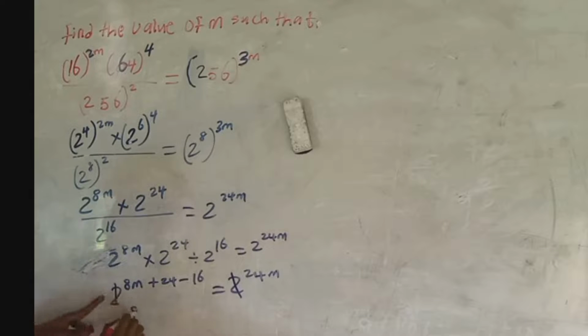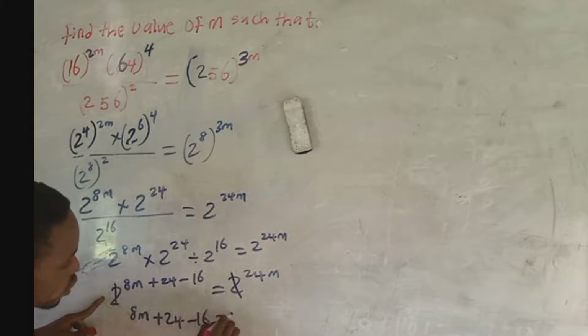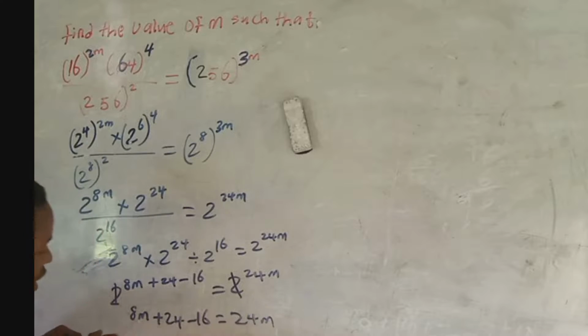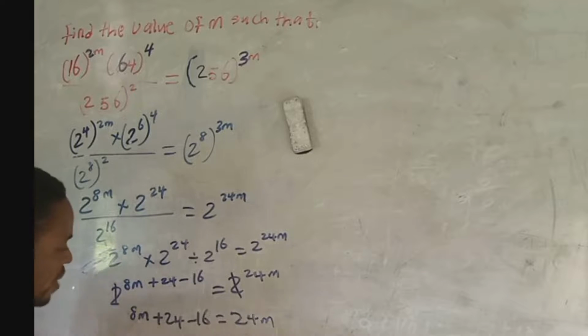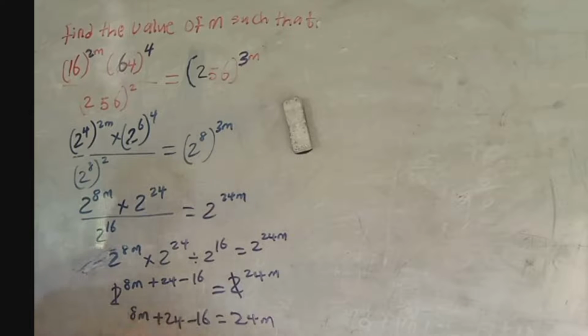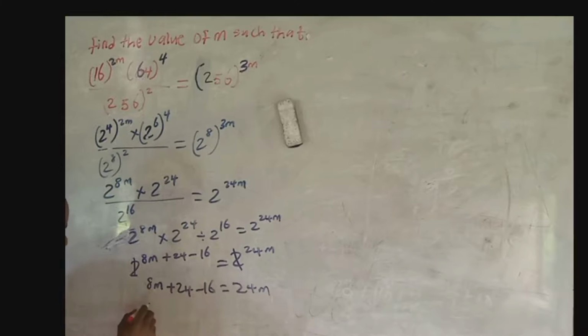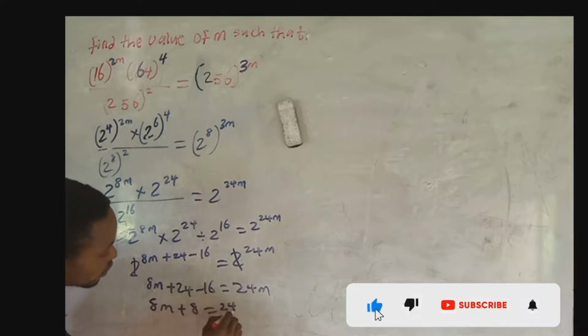So now there will be 8m plus 24 minus 16 is equal to 24m. So in this place now, this is a form of simple equation. Because this one and this one they are the same, you subtract 16 from 24, that gives 8. You have 8m plus 8 equal to what?